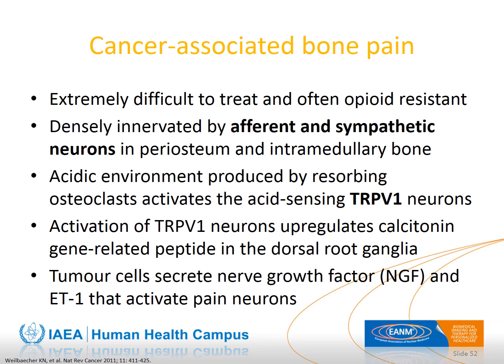Bone is densely innervated by sensory afferent and sympathetic neurons in the periosteum and intramedullary bone. The acidic environment produced by the resorbing osteoclasts activates the acid-sensing transient receptor potential vanilloid type 1 neurons, which upregulate calcitonin gene-related peptide in the dorsal root ganglia, which is associated with inflammatory pain. Tumor cells, on the other hand, secrete nerve growth factor and endothelin-1 that can activate pain neurons directly.